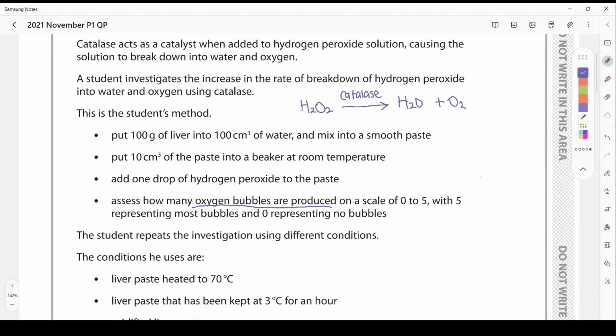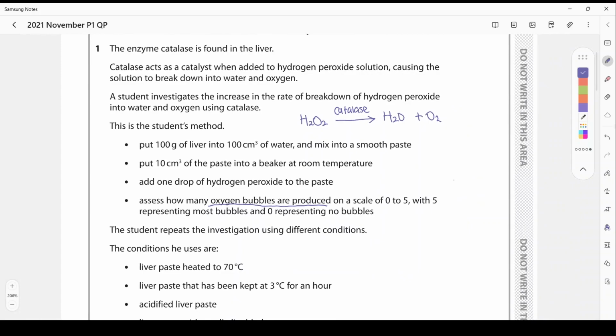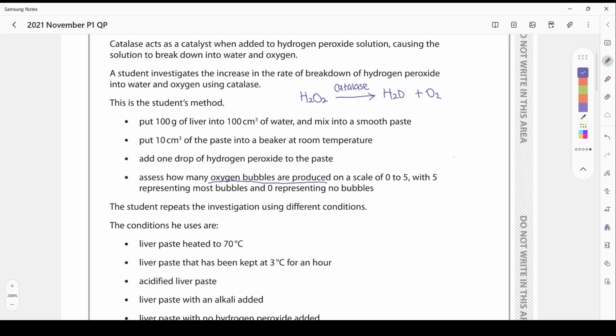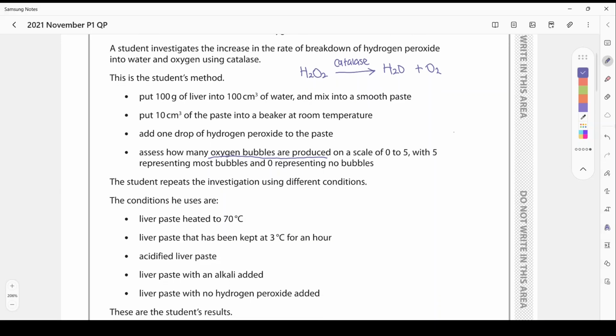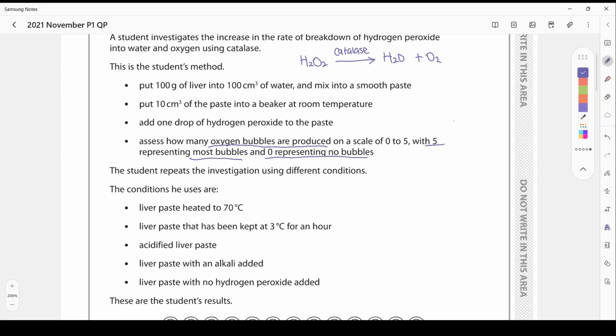So it says this is a student's method. A student investigates the increase in the rate of breakdown of hydrogen peroxide into water and oxygen using catalase. They put 100 grams of liver to 100 cm cube of water and then mix them into a smooth paste. Then they put 10 cm cube of that paste into a beaker at room temperature and add 1 drop of hydrogen peroxide to the paste. Then they assess how many oxygen bubbles are produced on a scale of 0 to 5, where 5 represents the most bubbles, whereas 0 represents no bubbles.